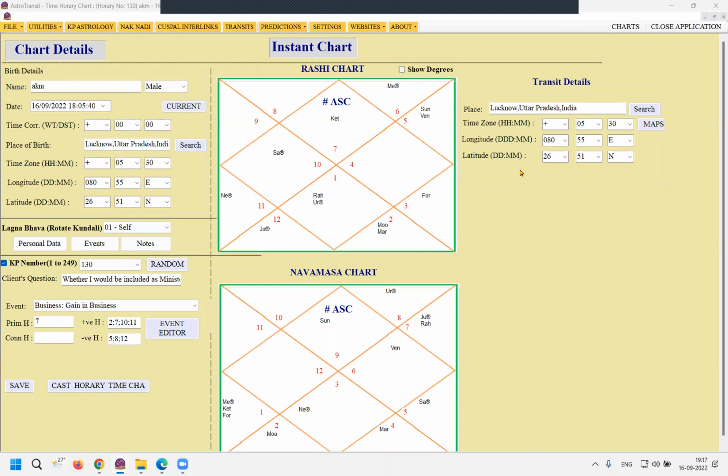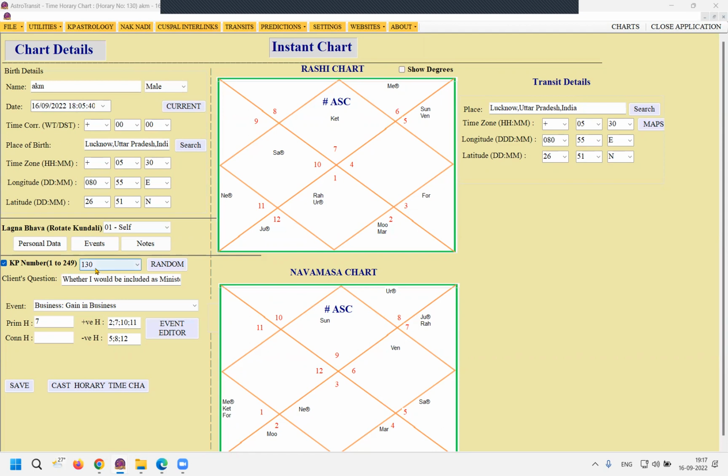Today, I will be discussing a case study of fulfillment of wishes. A contact of mine asked me today whether he would be included as a minister in a particular government. I am not going to disclose which government, but the question was genuine. The question was assessed today, that is 16 September 2022, at 6 past 5, 40 seconds in the evening hours.